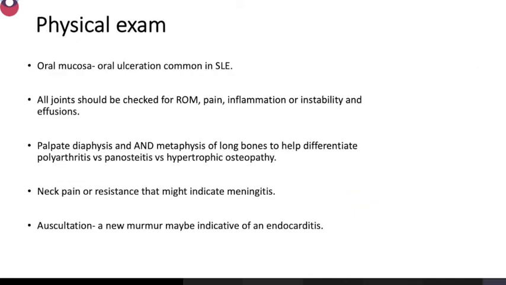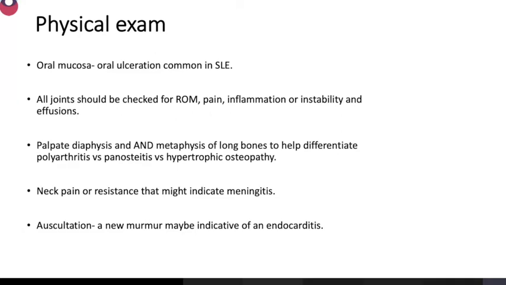And a physical examination is always really useful in these patients, because it can direct your thought process and your diagnostics and make you more or less suspicious of immune-mediated polyarthropathies. So looking at the oral mucosa can give you some clues, and looking for things like oral ulceration, which are more common in systemic lupus erythematosus, is useful. Petechiation and mucous membrane colour is always really useful as well. And then checking all joints for range of motion, pain, inflammation, instability, and effusions is really important, and making sure you are happy it's not just one or two joints that are affected, but it is more widespread.